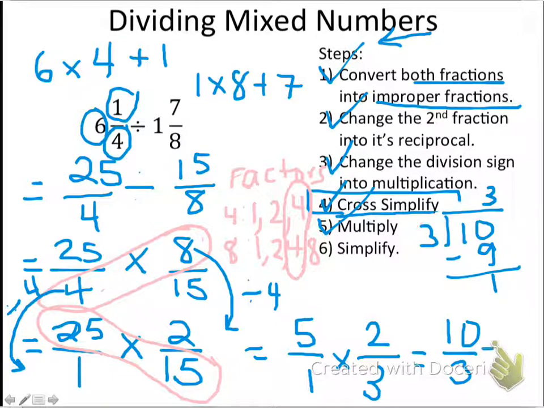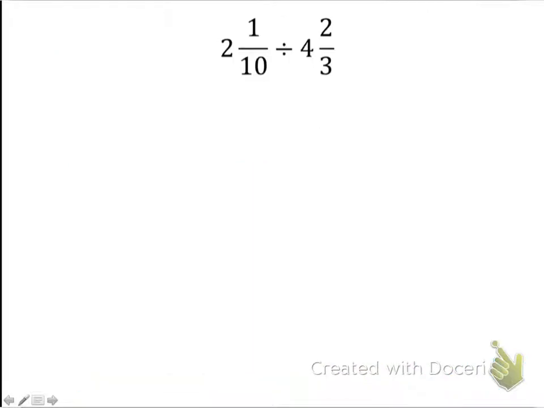When you're writing a mixed number again, the whole number that you get goes as the whole number in the front. The denominator stays the same, and whatever your remainder is becomes your numerator. So you have 3 and 1/3. That is our answer to 6 1/4 divided by 1 7/8. Then we're done. We're going to do one more example.